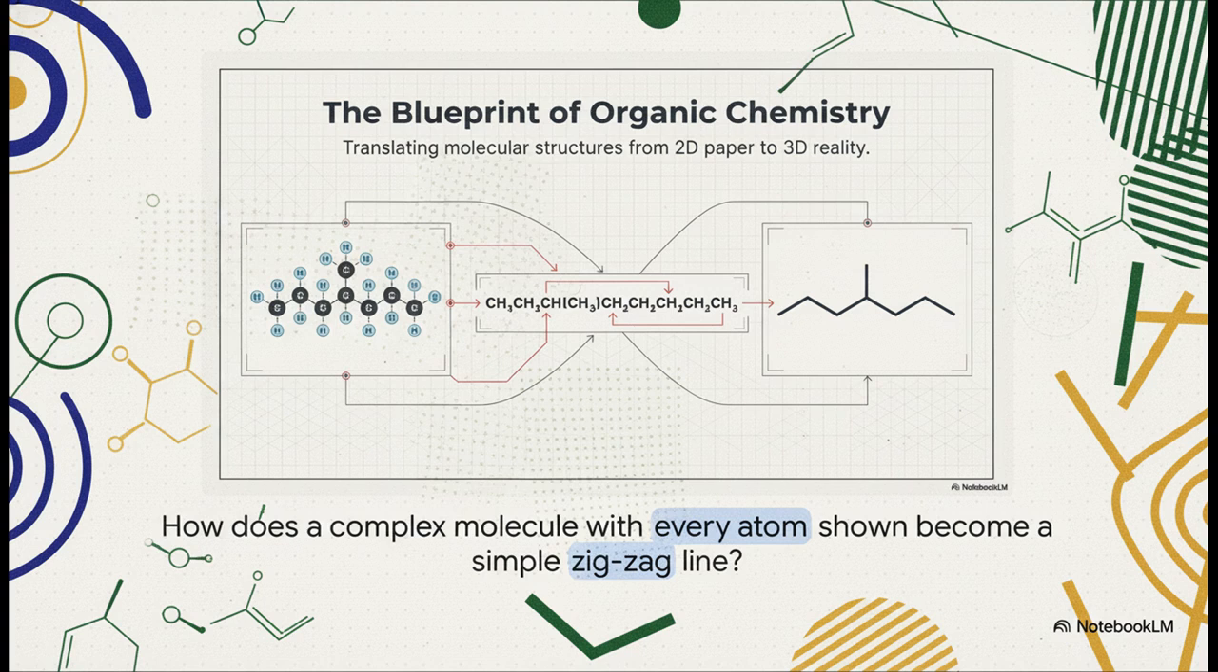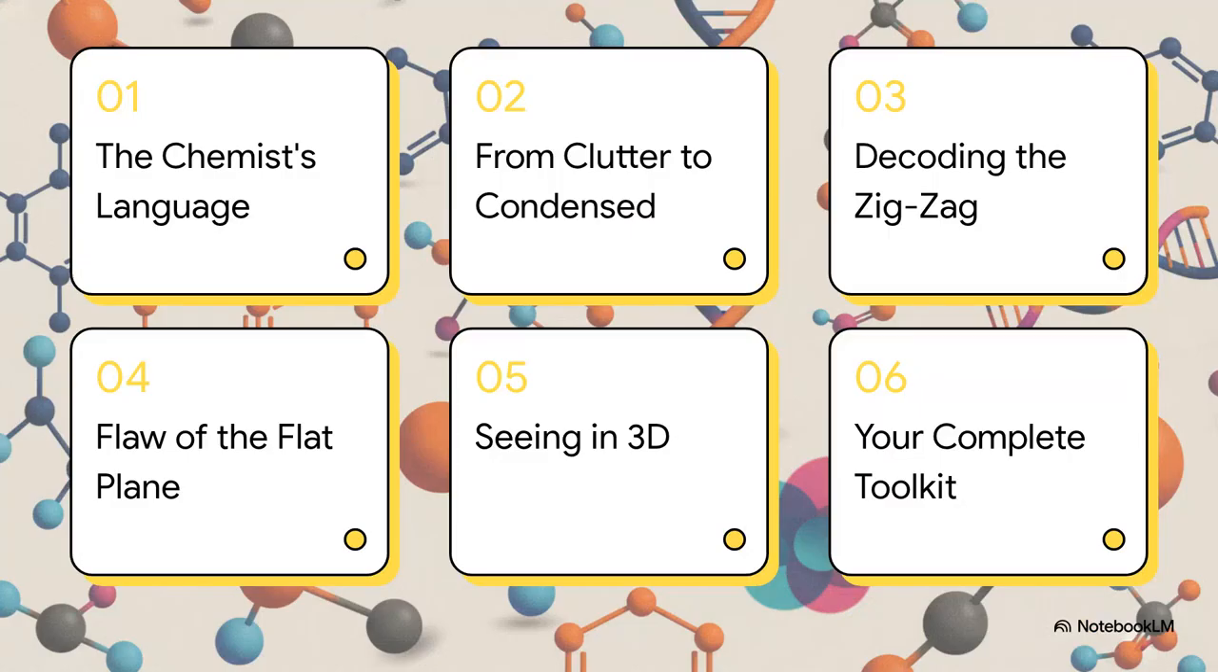So, this right here is the big mystery we're solving today. How in the world does this super detailed, maybe even a little messy drawing on the left become this clean, simple zigzag on the right? Believe it or not, they represent the exact same thing. It looks like a huge jump, I know, but trust me, by the end of this, you'll see it's actually pretty simple.